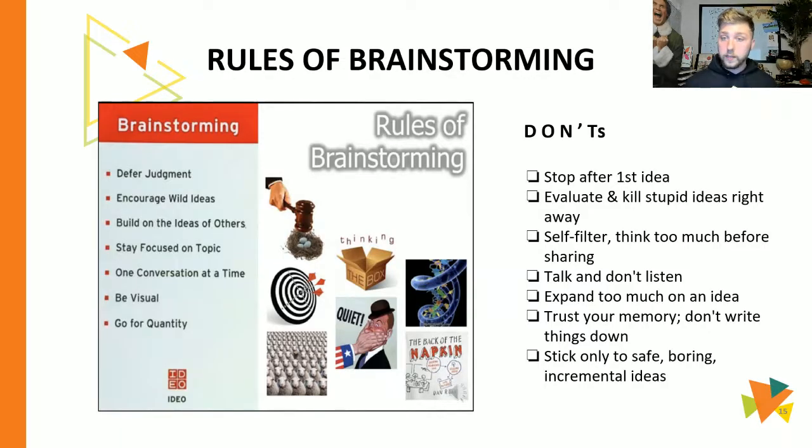Don't write things down? In this case, we do want to write things down, and we really want to have those ideas on paper. If you think of something, don't keep it in. Put it on a sticky note, on a piece of paper, and start spitballing and sharing it with the group. We also don't want to only stick to safe, boring, and incremental ideas. Again, back to lateral thinking. We want to think outside the box. We want to look at other people's views, etc.